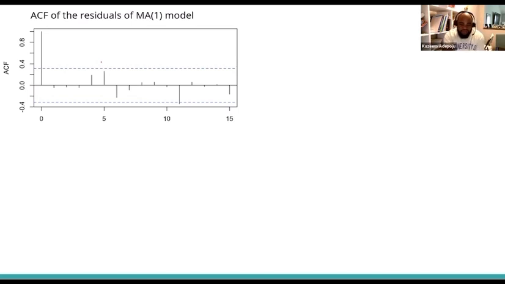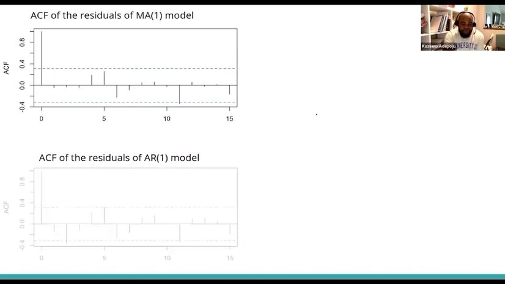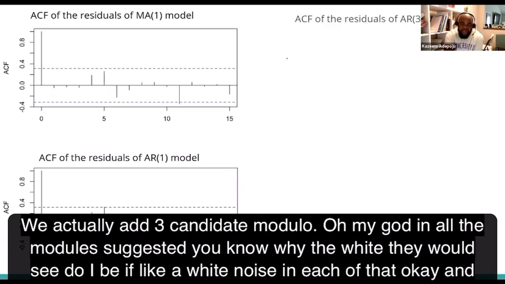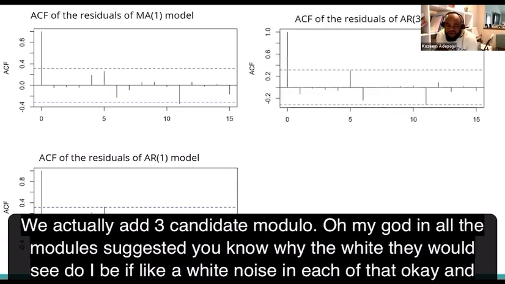We're also going to do the same for the other candidate models. Take a look at the AR1 now. It's the same thing: the residual behaves like white noise. In the AR of order 1, the residual also behaves like white noise, as in the MA of order 1. Then we look at the AR of order 3. Don't forget, these are the candidate models. Oh my God, in all the models suggested, the residual behaves like white noise in each of them.